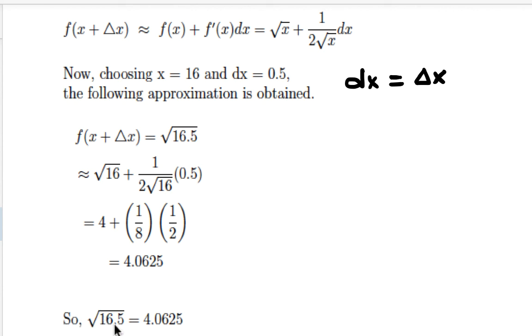So square root of 16.5 is approximately 4.0625. It's the same when you plug in the number in your calculator, you will almost get the same answer.